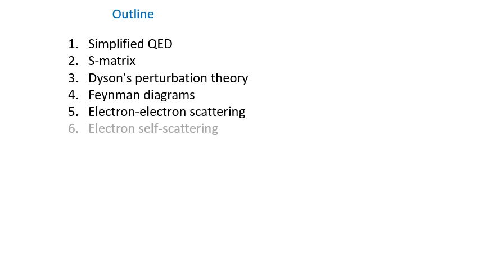Our first QFT calculation of an experimental effect will be the electron-electron elastic scattering amplitude. We will also find out that the theory predicts a spurious effect of electron self-scattering. This is an invitation to renormalization, which will be the topic of our next lecture.